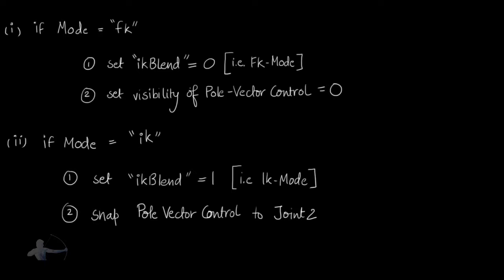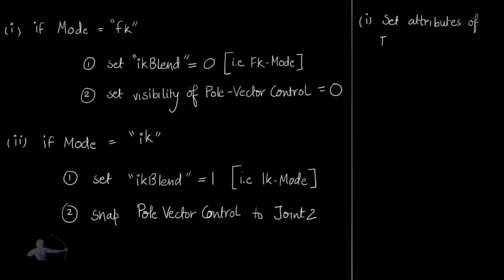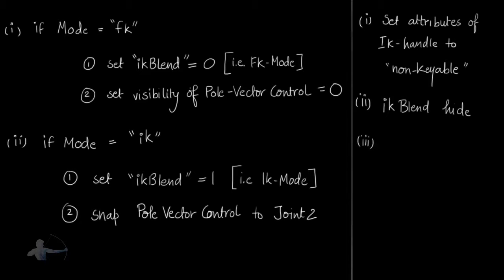You can do a couple of more things. You can set all the attributes of IK handle to non-keyable, so that when we select the IK handle and the joint, we don't key the attributes of the IK handle. And you can also hide the IK blend attribute from channel box, and you can also set it non-keyable.